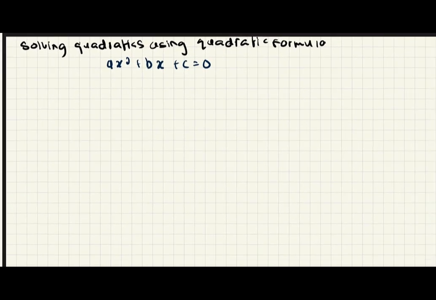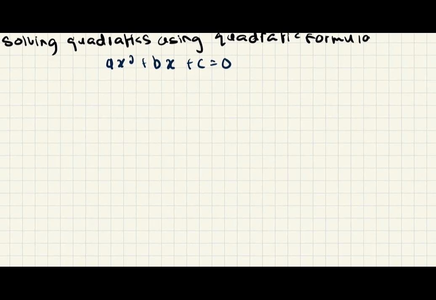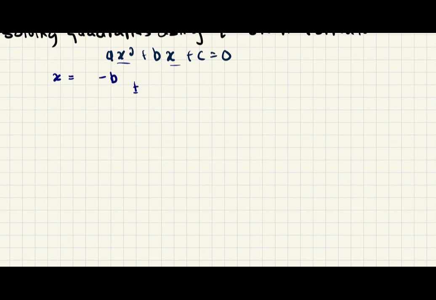But we also have the quadratic formula. So we know this is our standard form. So our quadratic formula, x equals, we want to find x, right? It's equal to negative b plus minus square root of b squared minus 4ac over 2.